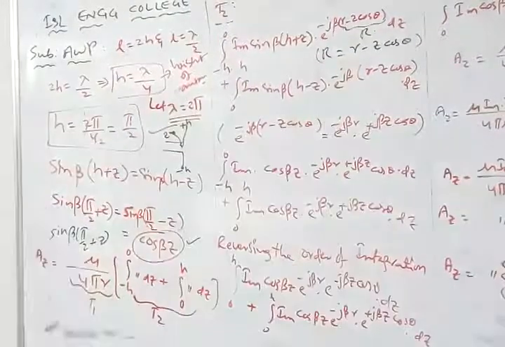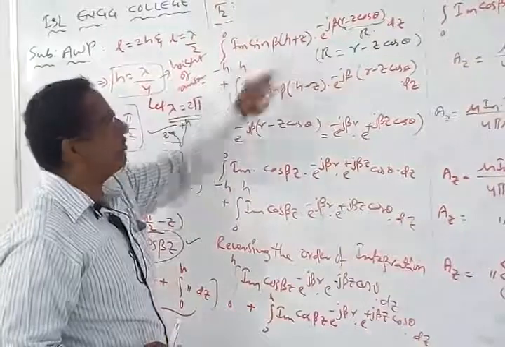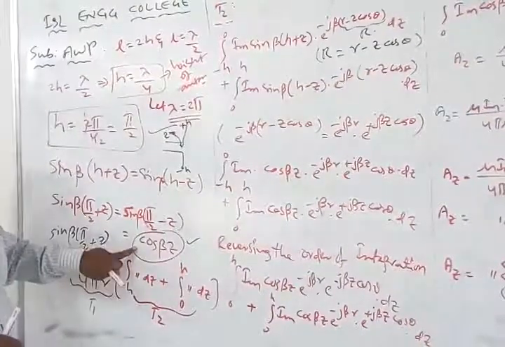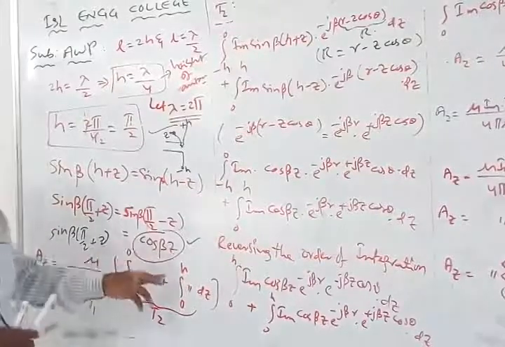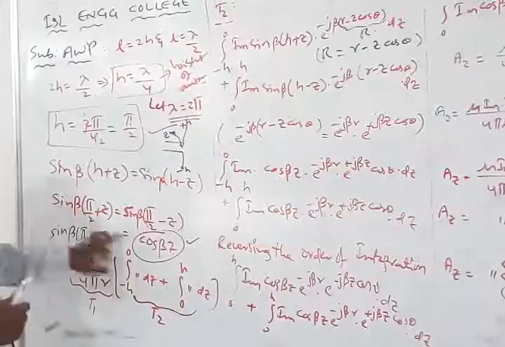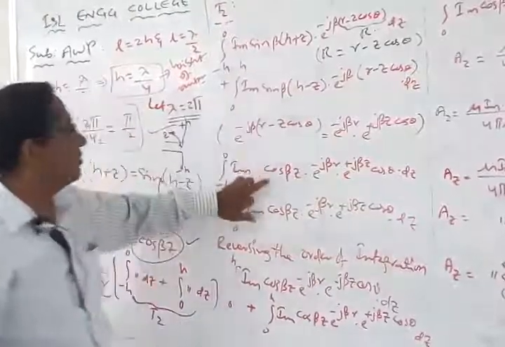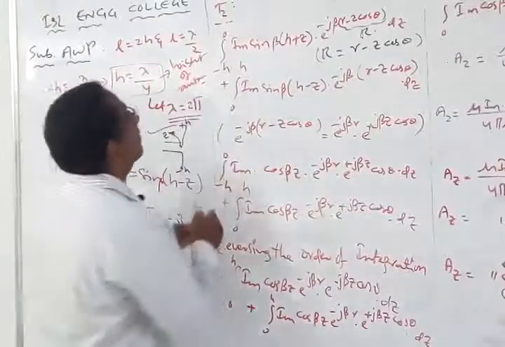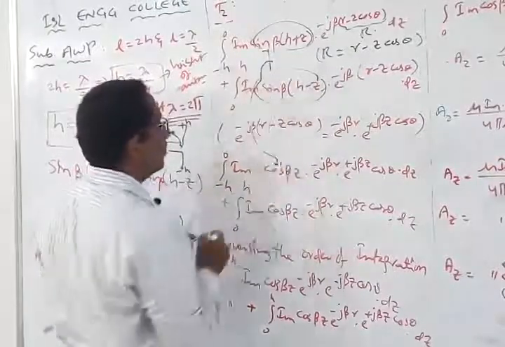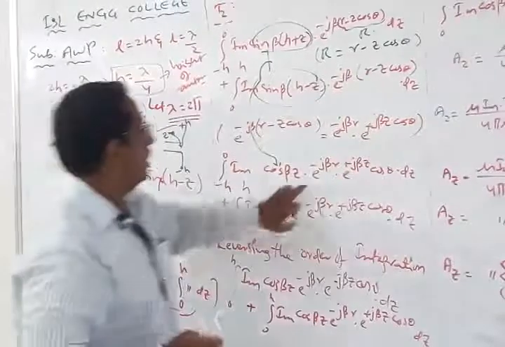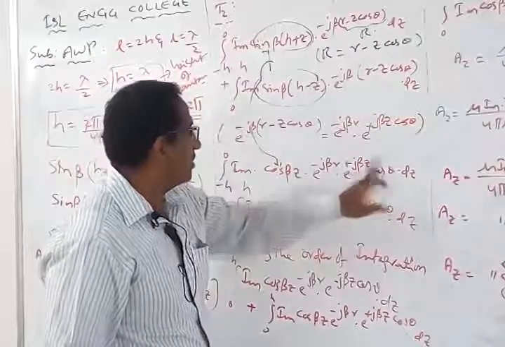Now what is the value of sin beta of h minus z and sin beta of h plus z? We have computed here that the value is cos of beta z. When you substitute h equal to pi by 2, we got this as cos beta z. So we can replace these two components with cos beta z into e raised to minus j beta r into e raised to plus j beta z cos theta.